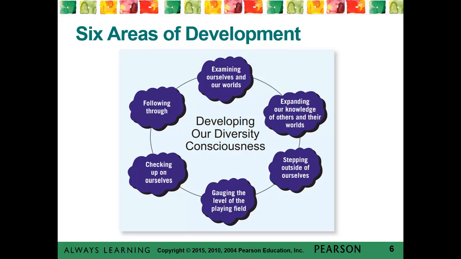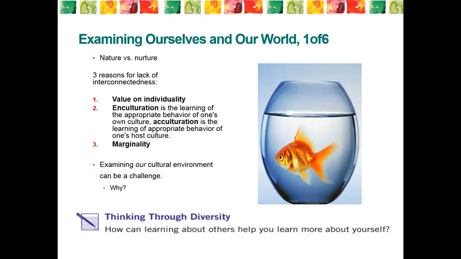The author tells us that if we are so inclined to become conscious in diversity, there are these 6 areas of development that we need to pay attention to. So let's review all 6. So the first area of development is examining ourselves and our world.